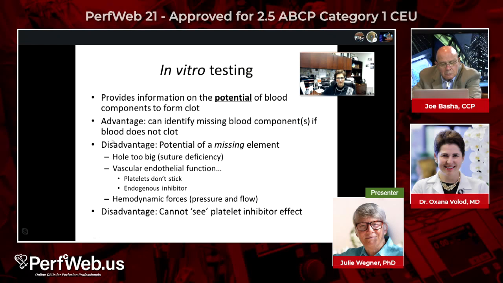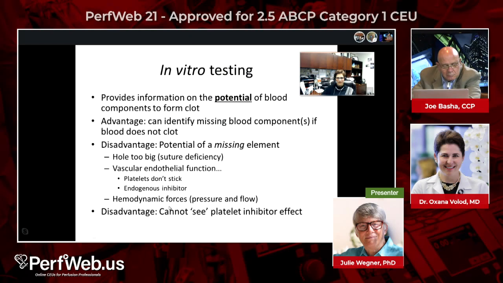The disadvantage of in vitro testing is that you may not be able to see everything. We're not measuring everything. Again, remember, we're missing the vascular component. And so what can happen is that you could still have a perfectly normal TEG, but you might have surgical deficiency if the hole is too big for the clot to form across that. Again, as I indicated, you could have some vascular endothelial dysfunction or platelet dysfunction such that the platelets don't stick. Again, if the platelets don't stick, you're not going to get good clot formation. With an endogenous inhibitor of some sort, such as nitric oxide, you could have platelets not sticking.